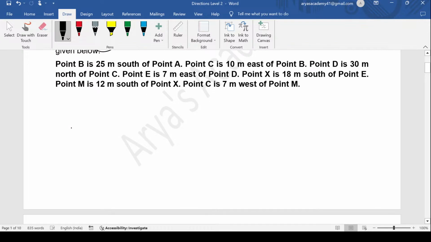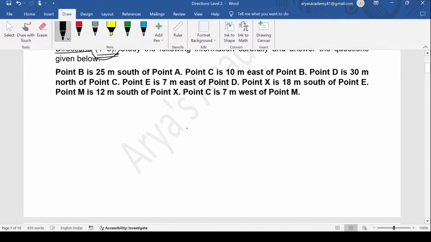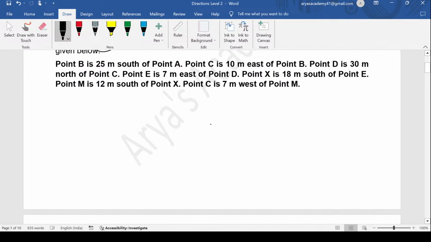Point B is 25 meters south of point A. We don't know exactly where A is or where B is, so let me assume somewhere. So I hope that A is over here, and I am assuming A to be here. And if you read out the question number 1, point B is 25 meters towards south from which point? A. So from point A, if you travel 25 meters towards your south, then you will get another point which is actually B, right?